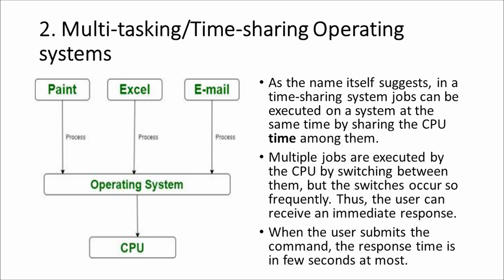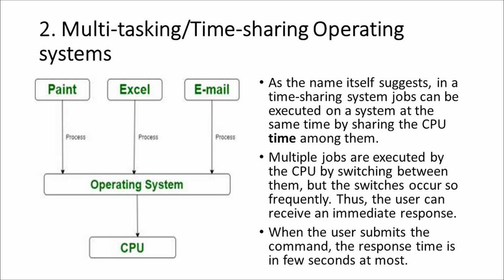The second one is multitasking. It is otherwise known as time sharing operating system. Time sharing is a technique which enables many people located at various terminals to use a particular computer system at the same time. When the processing time is shared among multiple users simultaneously, it is termed time sharing. As the name itself suggests, in a time sharing or multitasking system, multiple jobs can be executed on the system at the same time by sharing the CPU time among them. It is considered to be a logical extension of multiprogramming because both do simultaneous execution but differ in their primary objective.